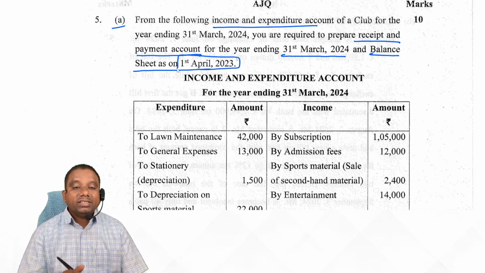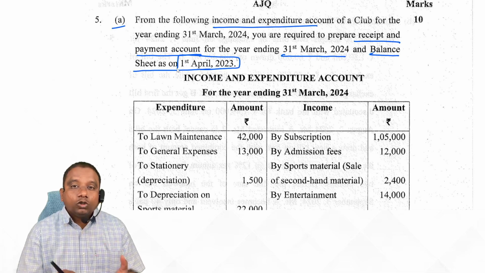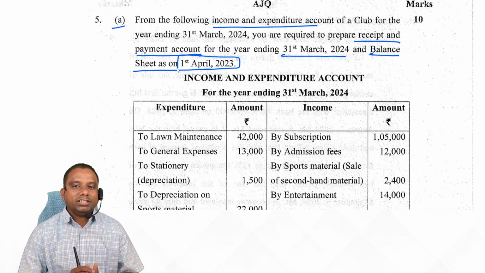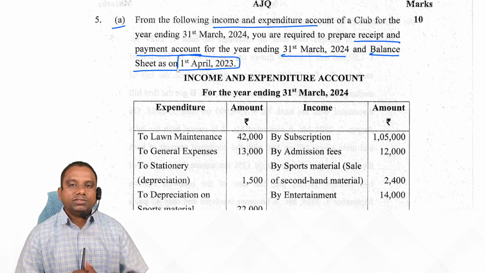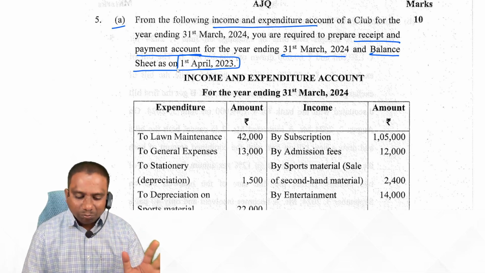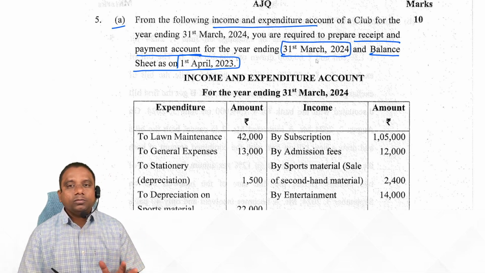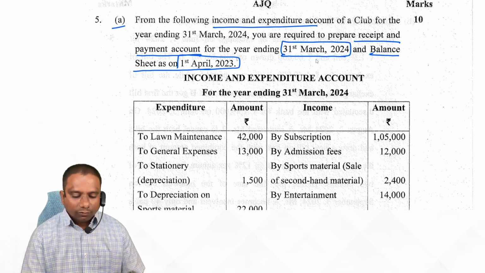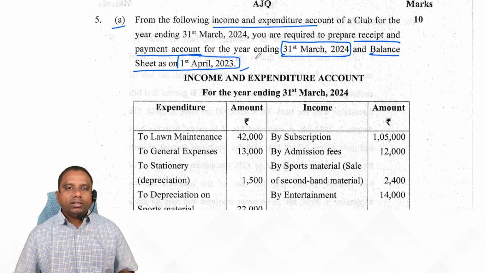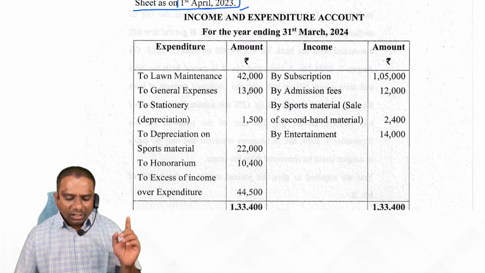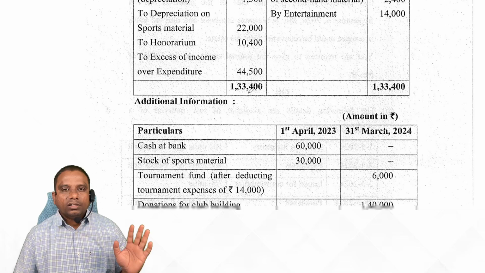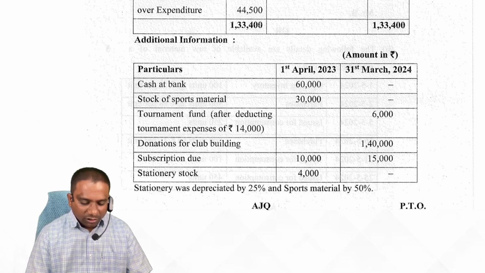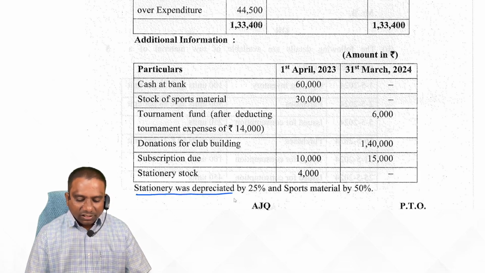Some students, there may be chances that they also prepare balance sheet as on 31st March 2024, that is closing balance sheet. Some students, they may commit this mistake, but they are asking simple 31st March 2024, prepare receipts and payments account and balance sheet on 1st April 2023. Okay, they are giving income and expenditure account. Next one, additional information.